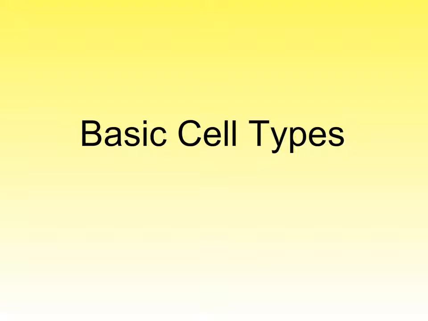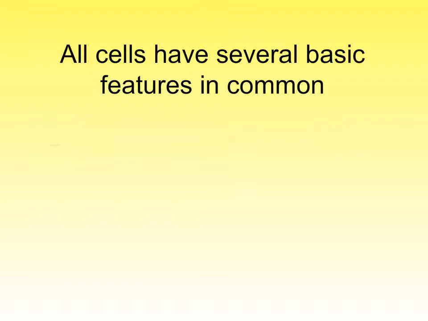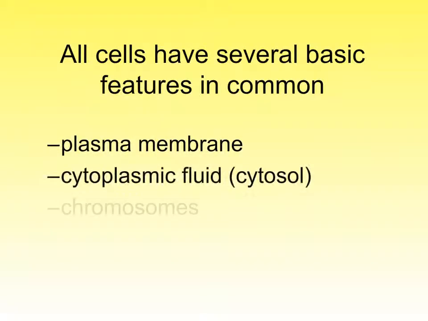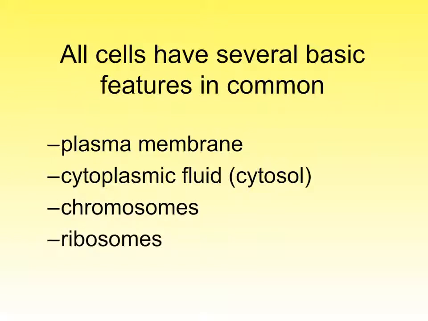While there are two basic cell types, prokaryotic and eukaryotic, all cells share a few features. All cells are surrounded by a plasma membrane. All cells contain an aqueous solution called cytosol, or cytoplasmic fluid. All cells have DNA as their genetic material, which is organized into structures called chromosomes. And all cells have ribosomes to synthesize proteins.